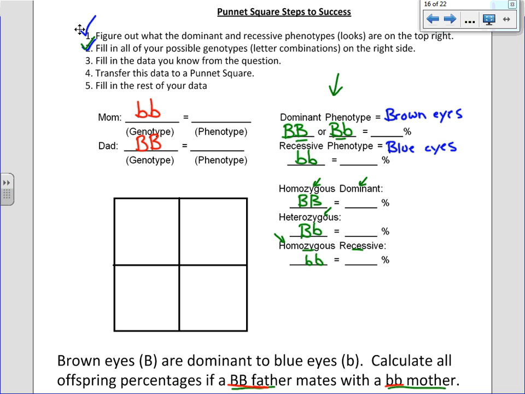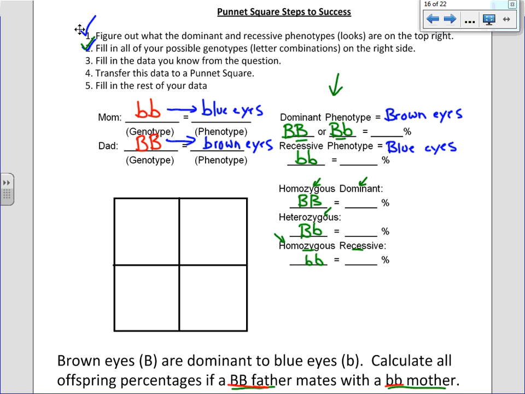All right, so now the way this works is we first start off with mom. If we know mom is little b, we actually also know what her phenotype is, because this will tell us this. If she's little b, she has to have blue eyes. All right, dad works the same way. If we know that he's big B, he has to have brown eyes.